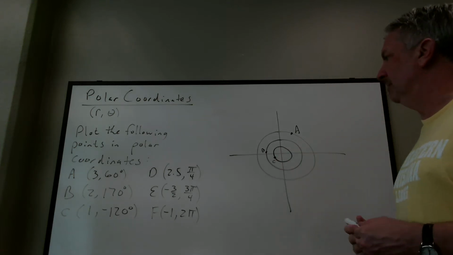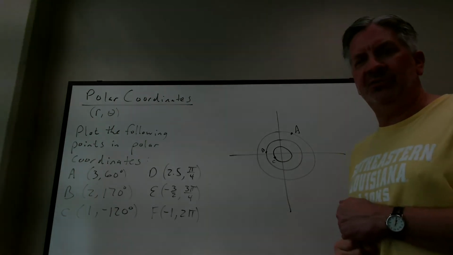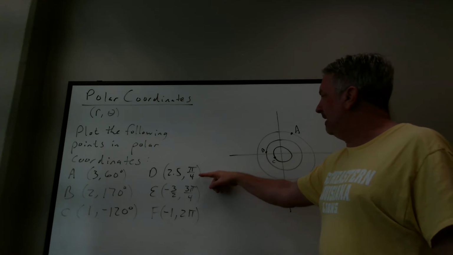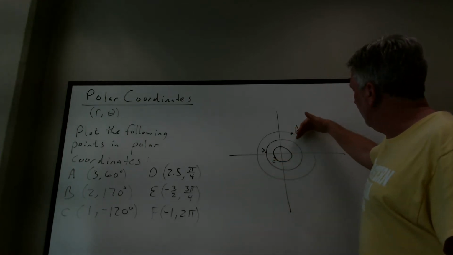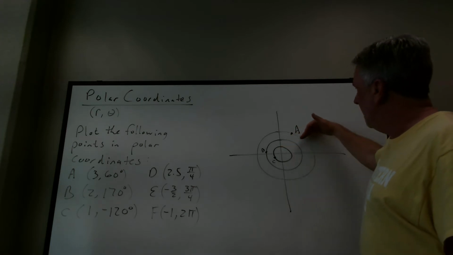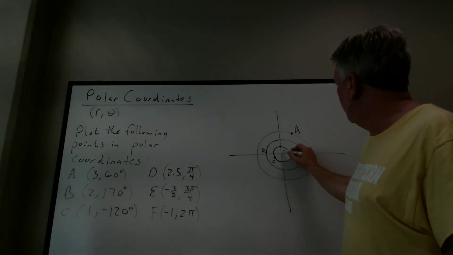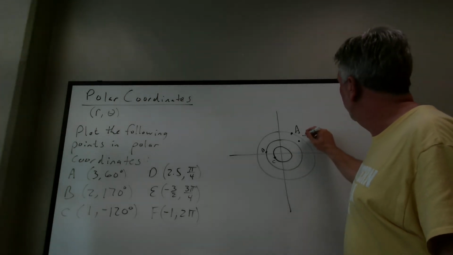So there's point C. Now for D, E, and F, I switch from degrees to radians just to practice with radians as well. So pi over 4 radians, you know that's 45 degrees. Pi over 4 radians is exactly halfway from here to here, and we want to go a distance of 2.5 from the origin. So there's point D.